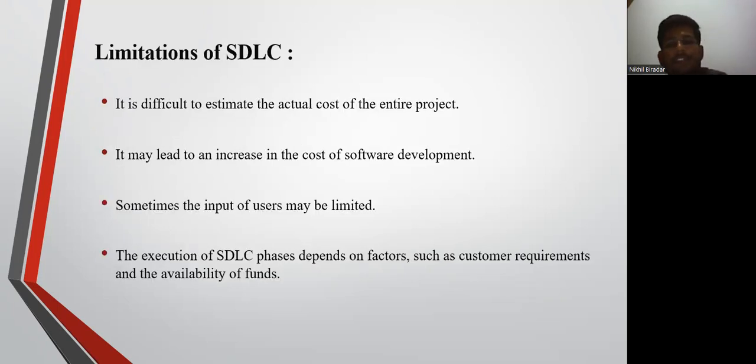Then coming to the limitations of the software development life cycle, as it provides various ways to develop the software, it has limitations too. It is difficult to estimate the actual cost of the entire project. So SDLC cannot predict the overall cost of the entire project. Another limitation is it will lead to an increase in the cost of software development. So whenever we build any software, it will lead to an increase in the cost of the software development.